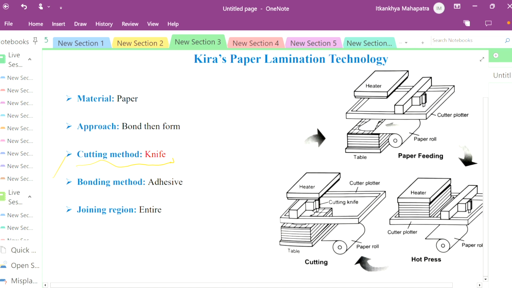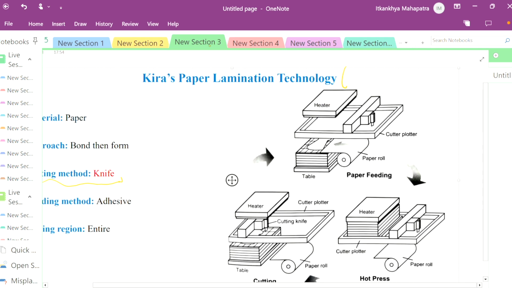Now in this process, we generally don't make it horizontal. Suppose I'll just draw. Something I'd like to mention here: this is through the Kira Corporation of Japan.